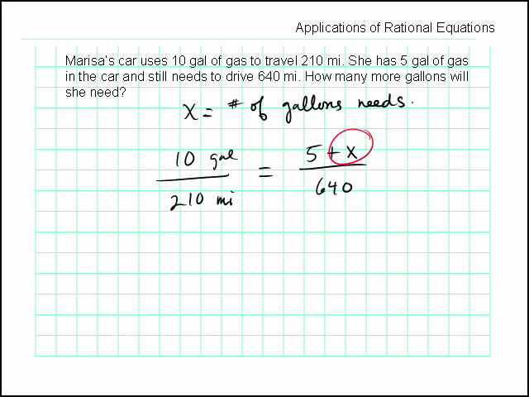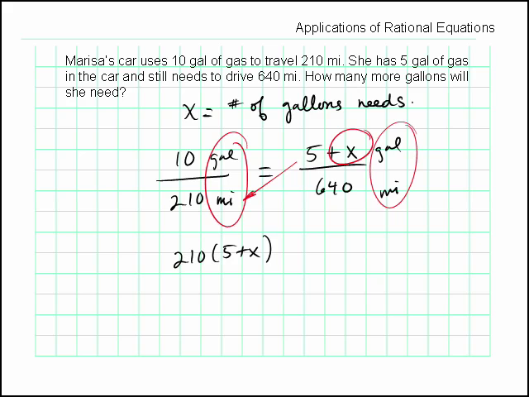Okay, so up here we have gallons, and this is miles. So you got to make sure that if you have gallons over miles here, it should match there, gallons over miles. You can't have them reversed. You can't have one side reversed from the other. Okay, I'm going to solve this by cross-multiplying. So I've got 210 times 5 plus x, and that should equal 10 times 640, which is 6,400.